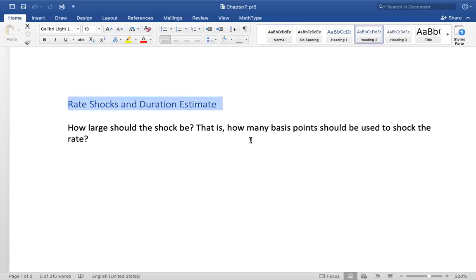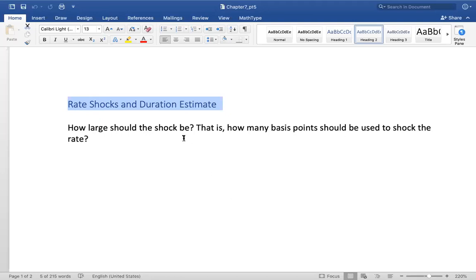In calculating duration using the formula we discussed in our last video, it is necessary to shock interest rates up and down by the same number of basis points to obtain the V negative and V positive. In our illustration, if you remember, we used 20 basis points as an arbitrary value.